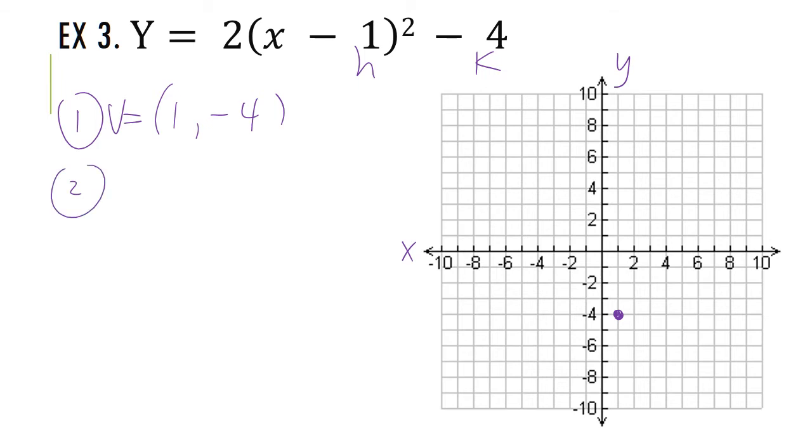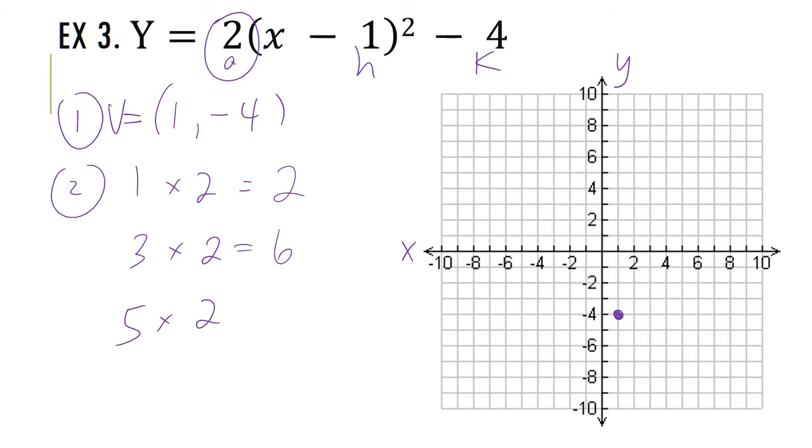Step 2, 3 magic numbers: 1, 3, and 5. What do you multiply it by? Your a value, which in this case is 2. What's 1 times 2? 2.